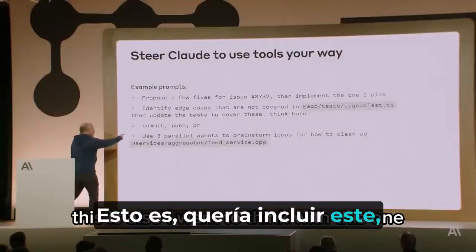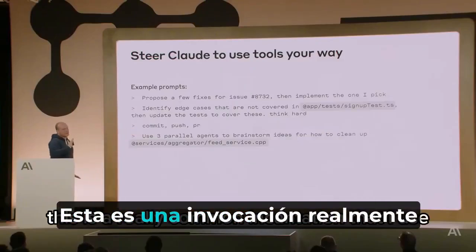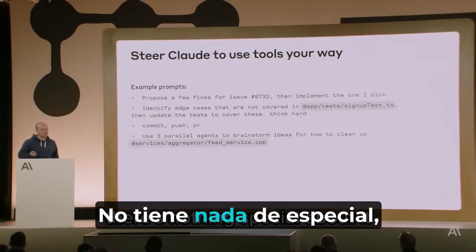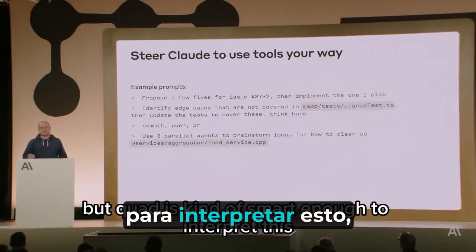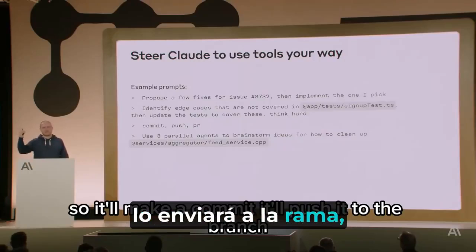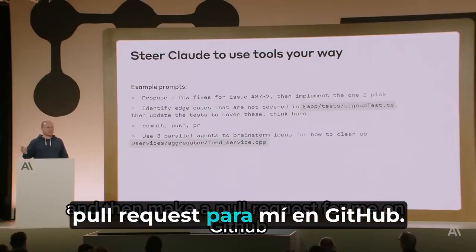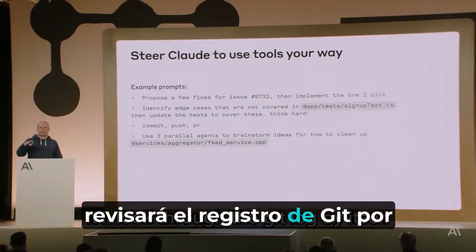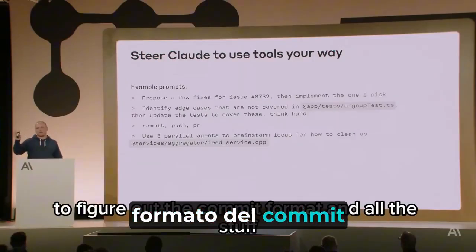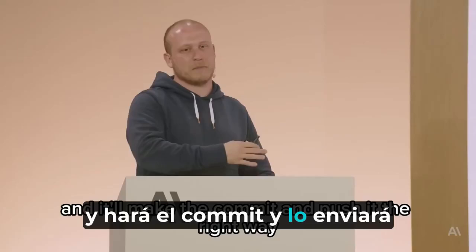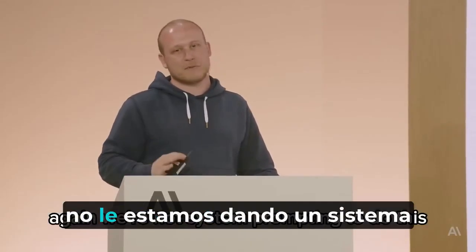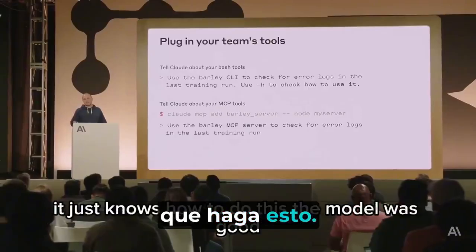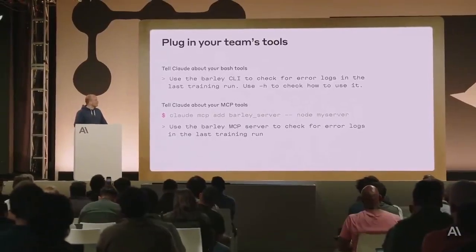This commit, push, PR is a really common incantation that I use. There's nothing special about it, but Claude is smart enough to interpret this. So it'll make a commit, make a branch, push it, and then make a pull request for me on GitHub. You don't have to explain anything. It'll look through the code and the Git log by itself to figure out the commit format and all the stuff, and it'll make the commit and push it the right way. Again, we're not system prompting it to do this. It just knows how to do this. The model is good.